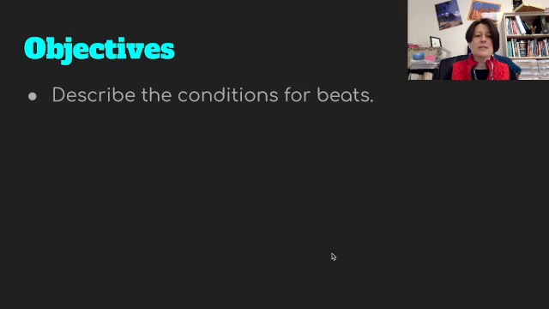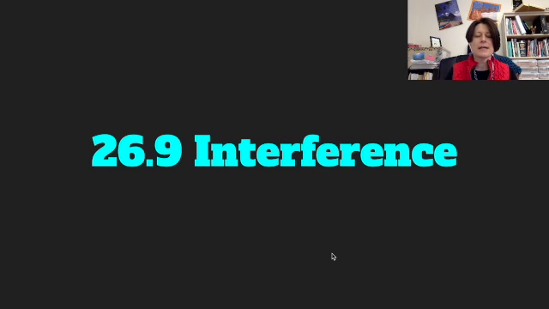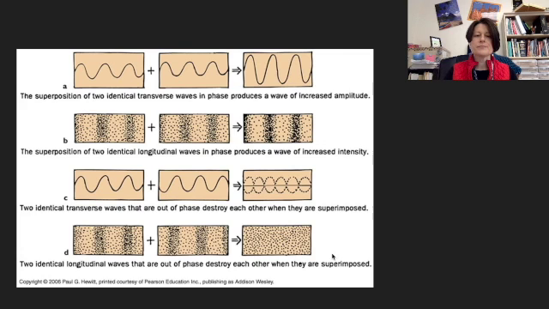So our objective today is to describe the condition for beats, and that's pretty much it. We're going to talk basically about interference today. So this is review of what we talked about with vibrations and waves. Here I have a picture of some interference patterns, and you remember with our transverse waves, the crest and troughs match up, and so it increases the amplitude.